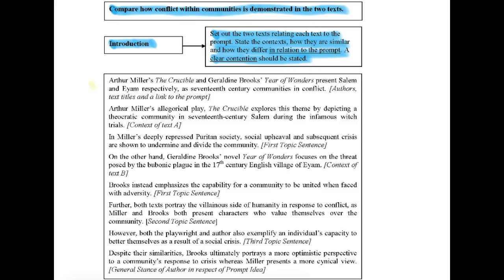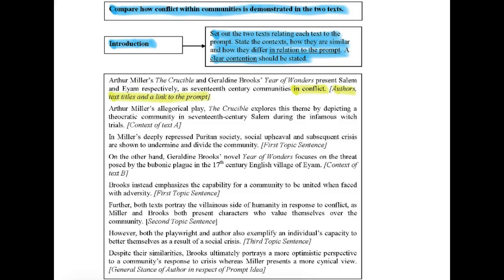Okay, so let's just break it down sentence by sentence. The first part is when we give the introduction of the two texts that we're looking at. So here, Arthur Miller's The Crucible and Geraldine Brooks's Year of Wonders present Salem and Eyam respectively, 17th century communities in conflict. Now importantly here, we are addressing the prompt. Conflict is in the prompt, conflict is in our first sentence. Notice here how we are mentioning the authors, the text titles, and the link to the prompt.